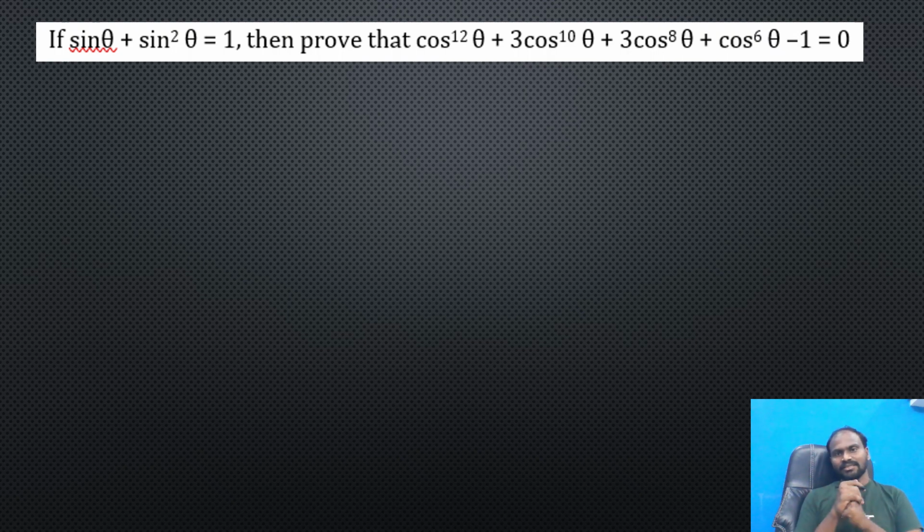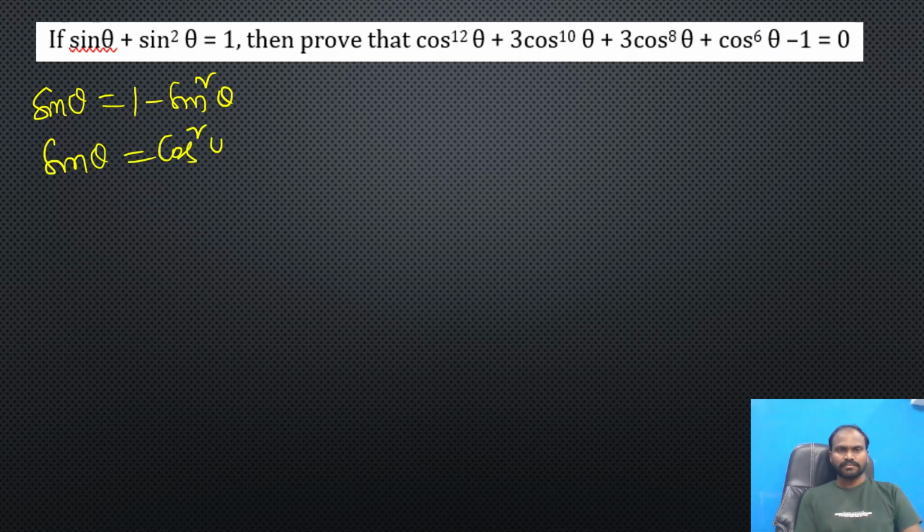Now, by using these identities, we'll try to solve a few questions. You can see that sin theta plus sin square theta is equal to 1, they have given. That means from here we can write sin theta is equal to 1 minus sin square theta, which is sin theta is equal to cos square theta. Next here, if you look at the coefficients of these terms, cos power 12, cos power 10, cos power 8, cos power 6, it's like 1 3 3 1. If you know the a plus b whole cube formula, you can see these coefficients, right, students?